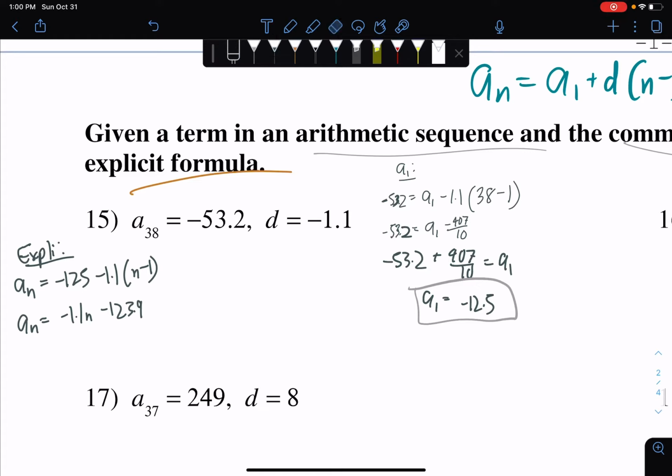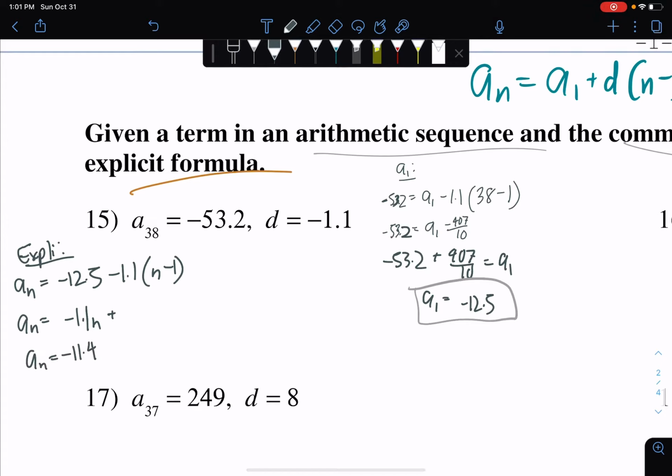So to find the explicit formula, let's erase this again, make a new one. A sub n is equal to negative 12.5, which is a sub 1, plus our common difference, negative 1.1, times the quantity n minus 1. Negative 1.1 n plus 1.1 minus 12.5. Our answer would be negative 11.4. Let's just remove this. Let's avoid too many solutions as much as possible. Since we have the calculator, we don't really have to write that much anymore.